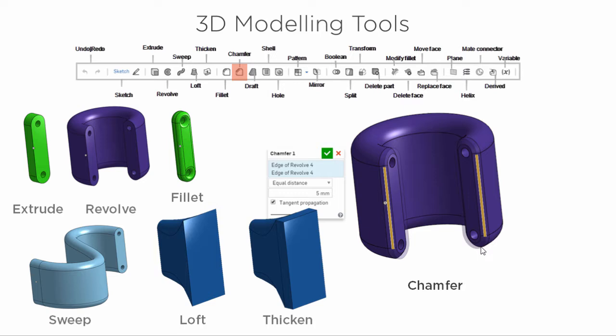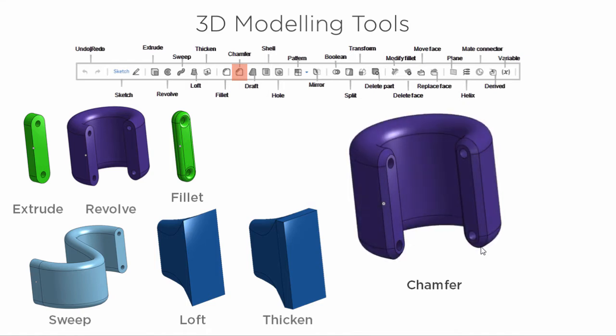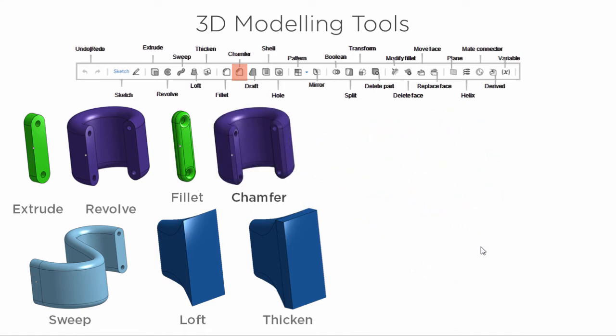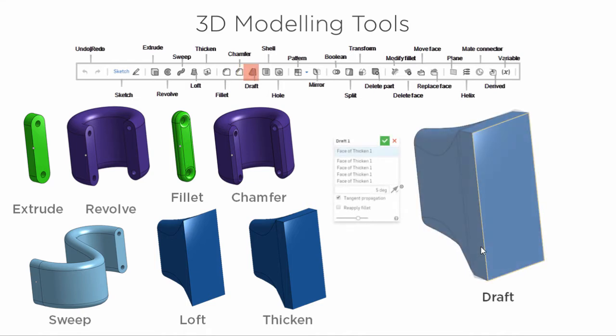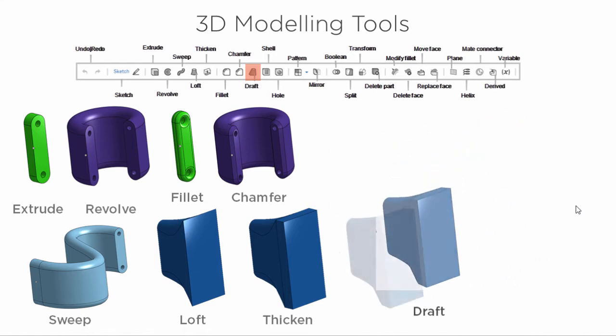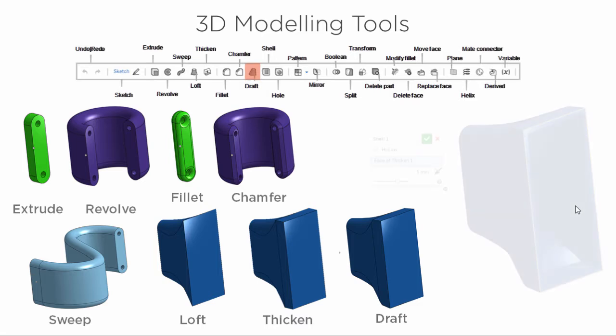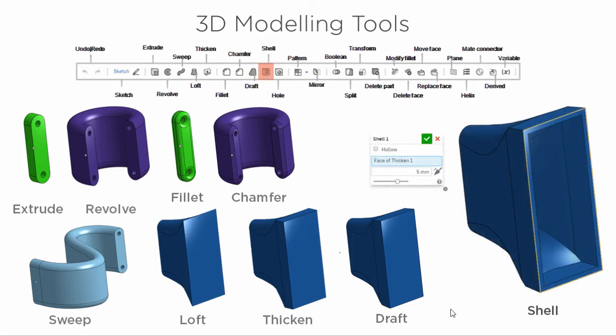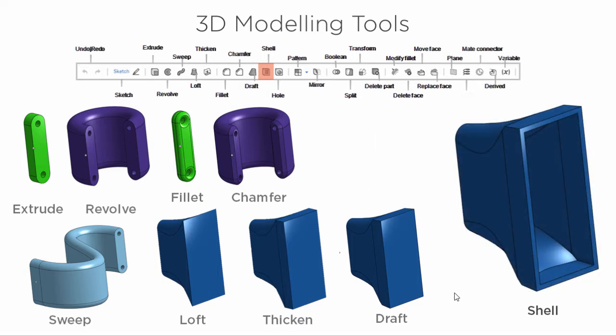The draft tool is often used when making models for plastic injection molded parts. It allows you to specify a draft angle for the selected faces. In our example, I selected the outside rectangles of our thickened part. The last tool in this group is the shell tool, allowing you to hollow out your part by defining a wall thickness. In our case, I selected the top rectangle, which will be removed, and the part will be hollowed to a 5 mm wall thickness. There's one more tool in this group that allows you to drill holes into your part. We'll discuss this at a later time.